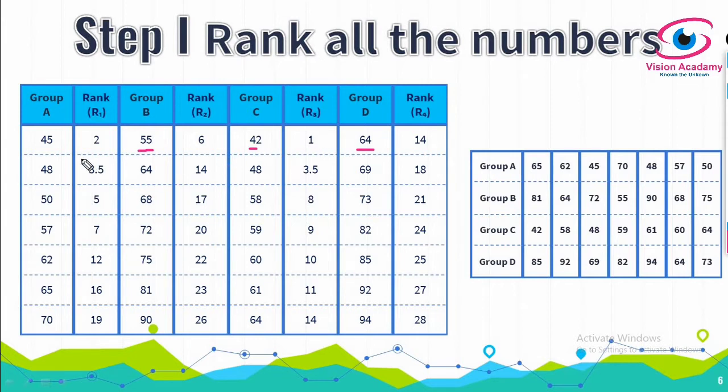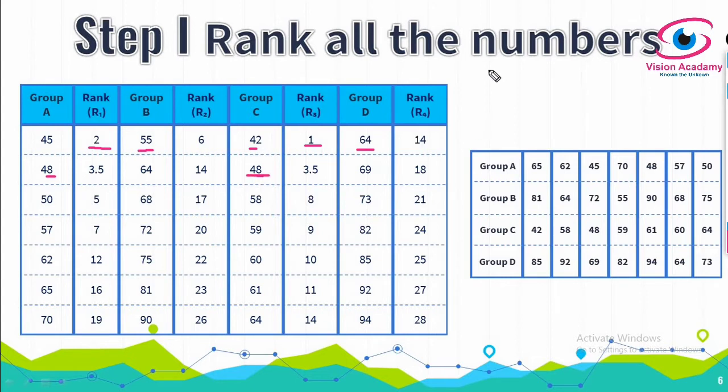After 42, the next element is 45. 45 is the second lowest, and there is no tie for 45. After 45, there is a 48. Here 48 and here too 48. Since first rank and second rank are given, for this 48 we can take it as the third rank, and this other 48 we can take as the fourth rank.